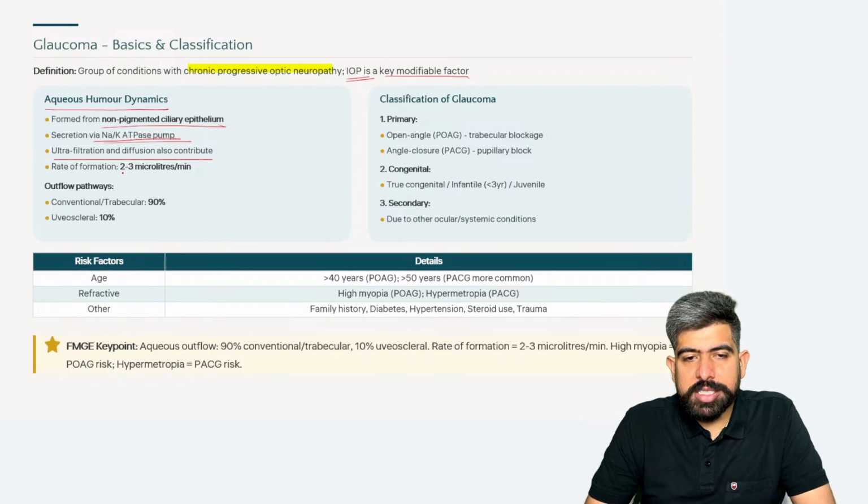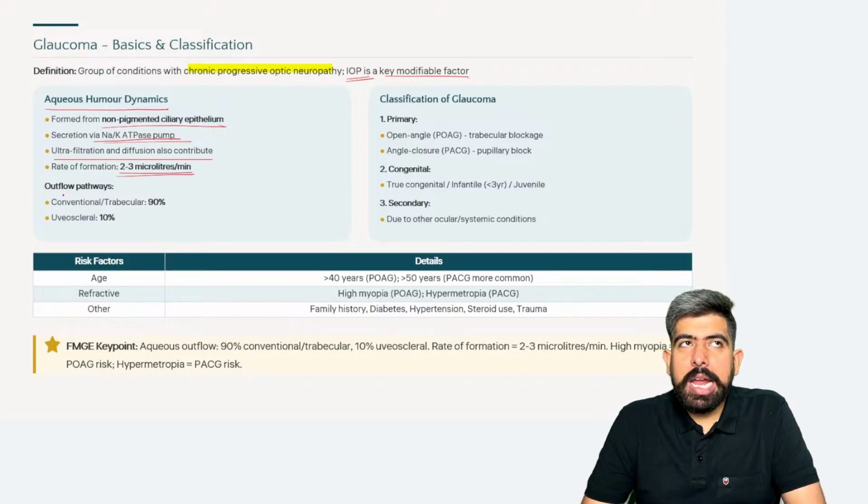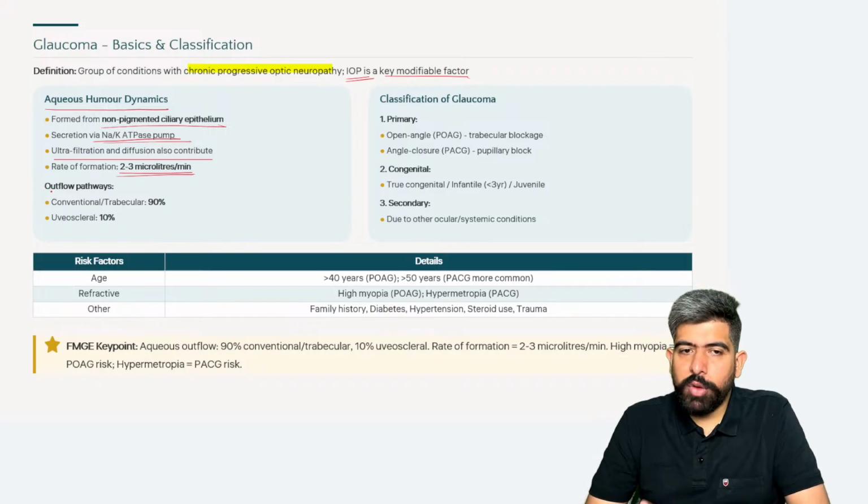The rate of formation is 2 to 3 microliters. Please remember, 2 to 3 microliters per minute. They can ask you the rate. And this is the formation dynamics.